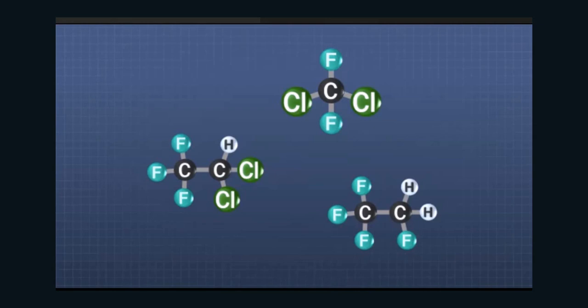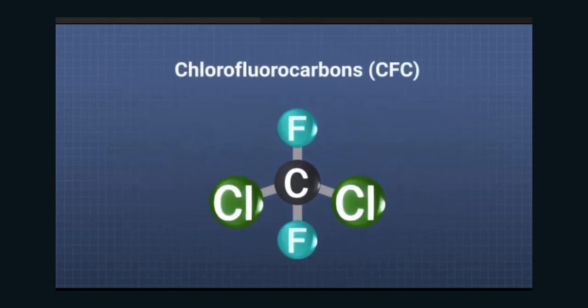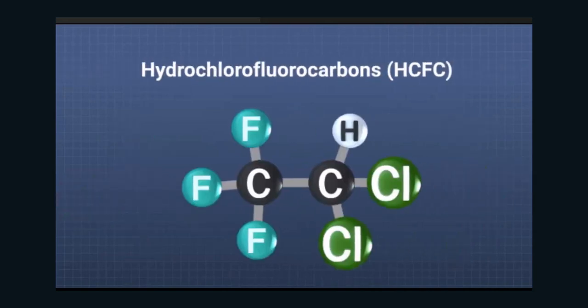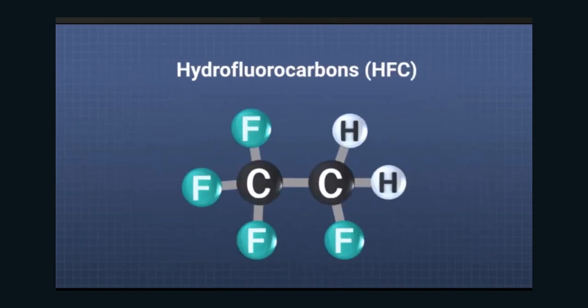3 common types of refrigerants are chlorofluorocarbons, or CFCs, which contain chlorine, fluorine, and carbon. Hydrochlorofluorocarbons, or HCFCs, which contain hydrogen, chlorine, fluorine, and carbon. And hydrofluorocarbons, or HFCs, which contain hydrogen, fluorine, and carbon.